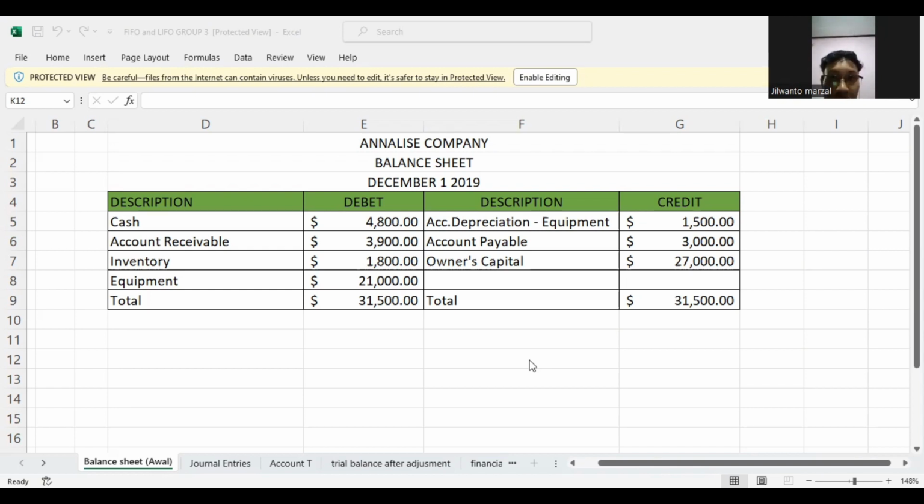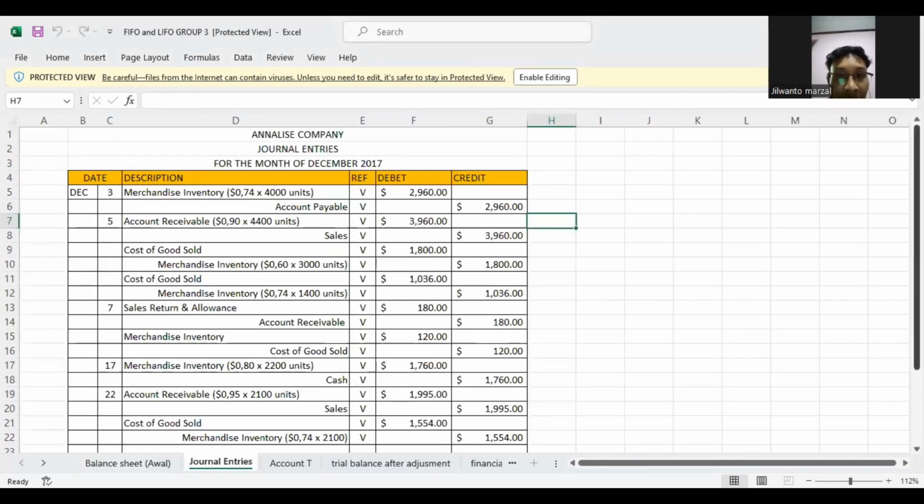So the question is, first, journalize the December transactions and adjusting entries, assuming the company uses the proper inventory method. So let me move on to the journal entries. The following transactions occurred during December. On December 3rd, purchase 4,000 units of inventory on account at the cost of $0.74 per unit.